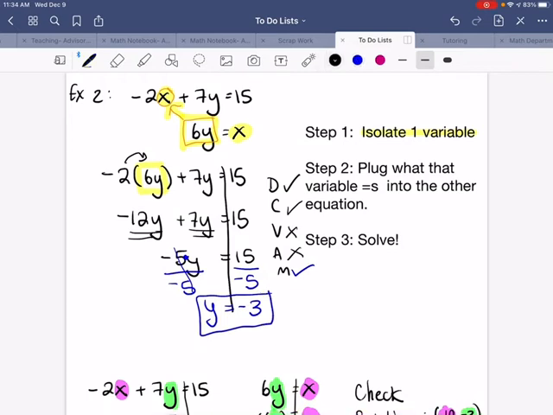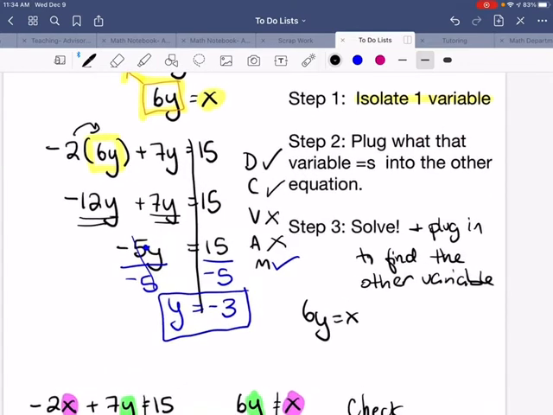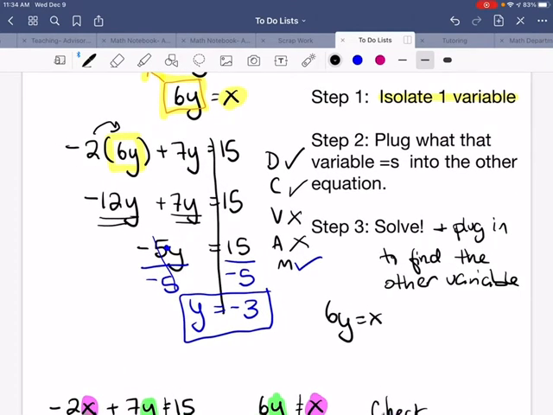Okay, but remember that I need to solve and plug in to find the other variable. So what do I have so far? I have y. That means what do I need? I need x. I choose the shorter equation. So it's 6y equals x. Okay, and I know what y is, and so I'm going to plug in for that.